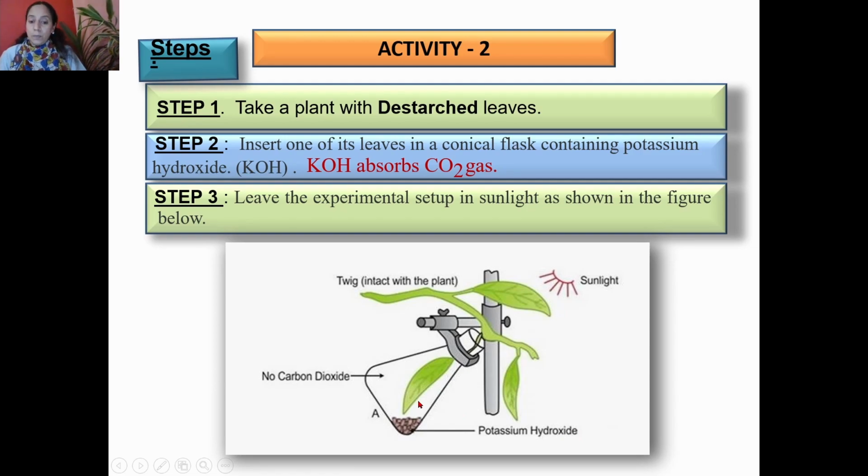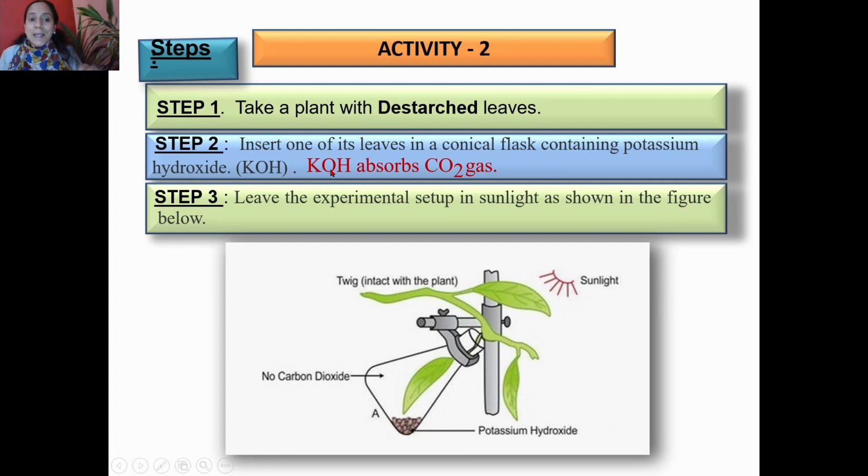So we will pick up the potted plant along with the stand in this experimental setup, and we'll again keep it in the sun for 5 to 6 hours. So what will happen? You must be thinking why potassium hydroxide? Conical flask, one leaf is inserted inside it, and crystals.